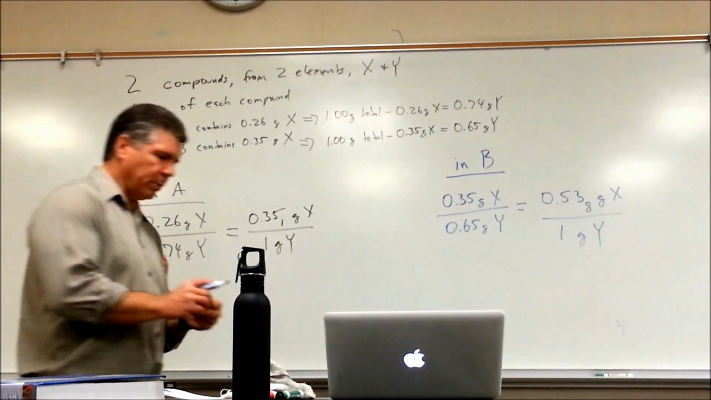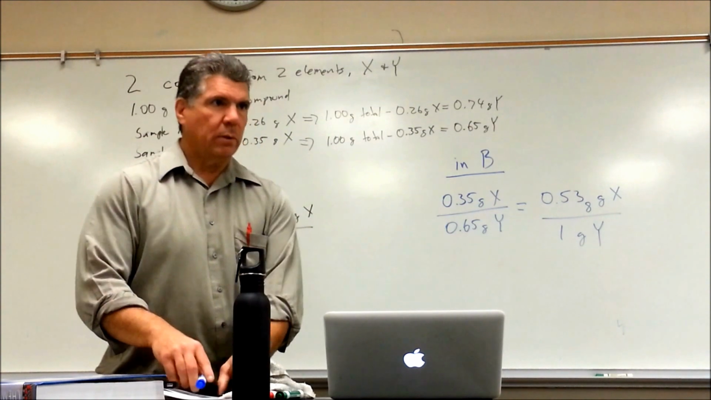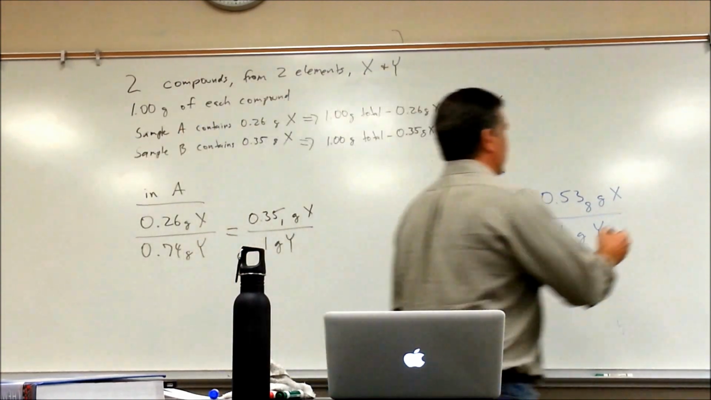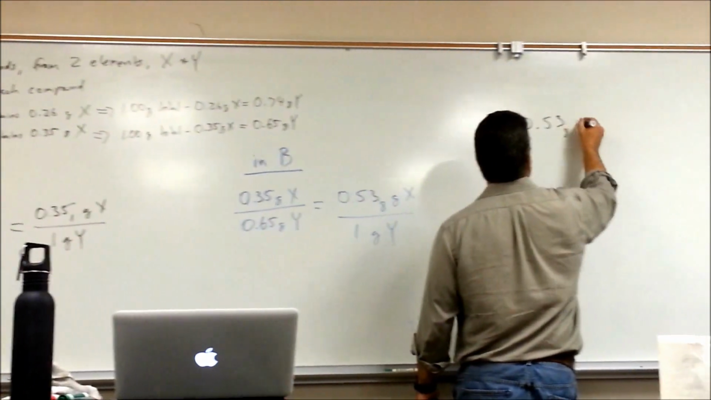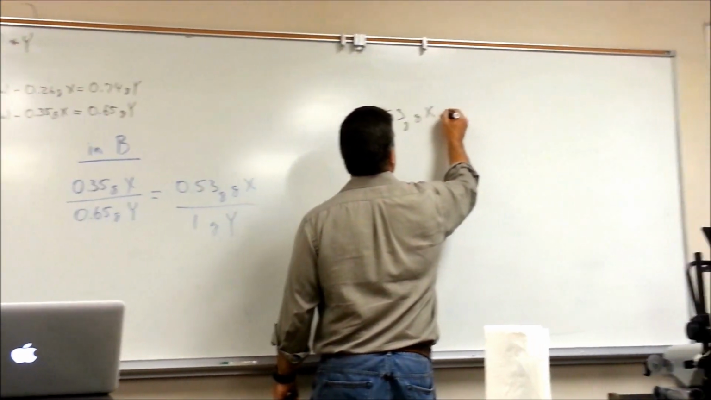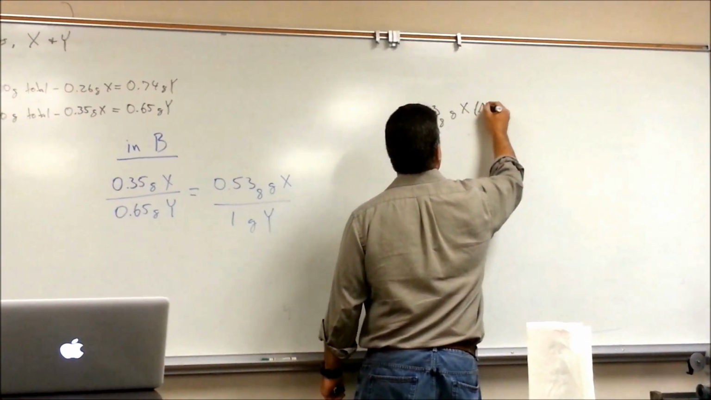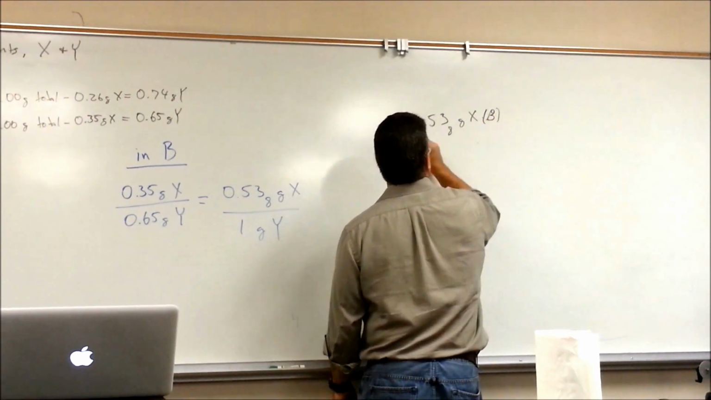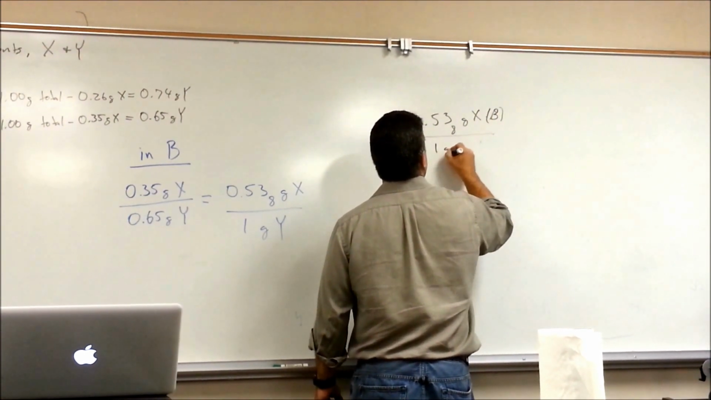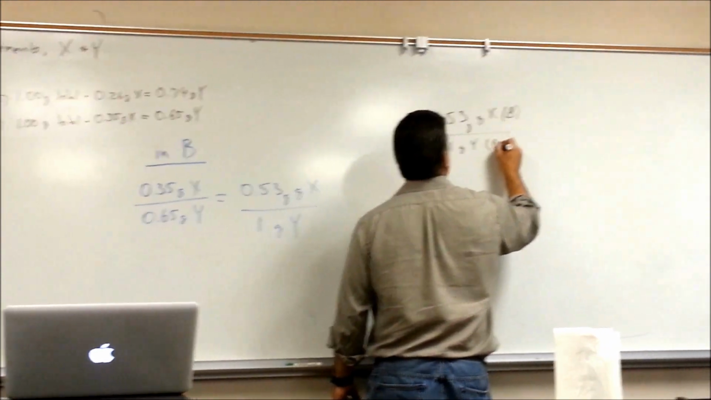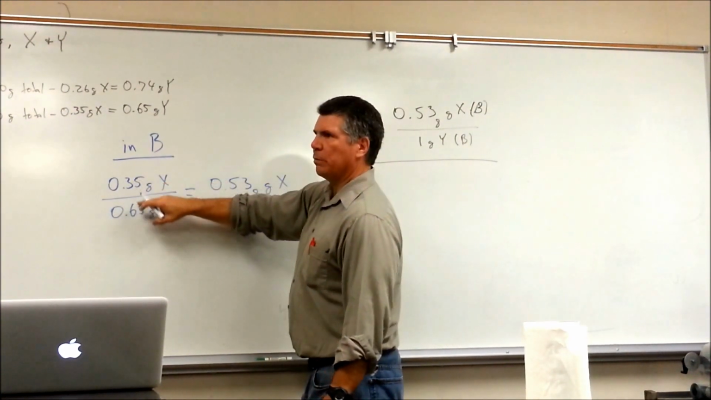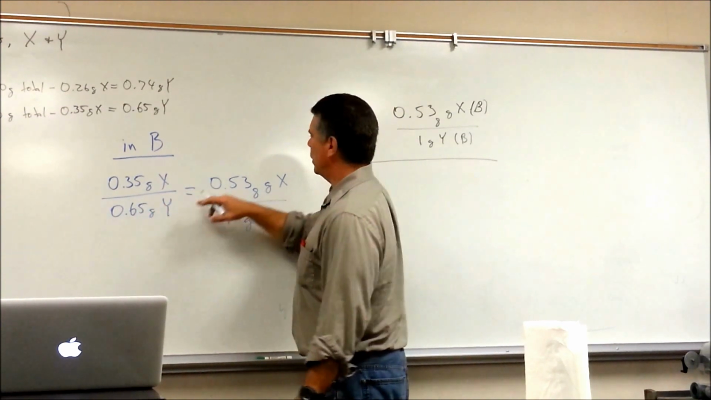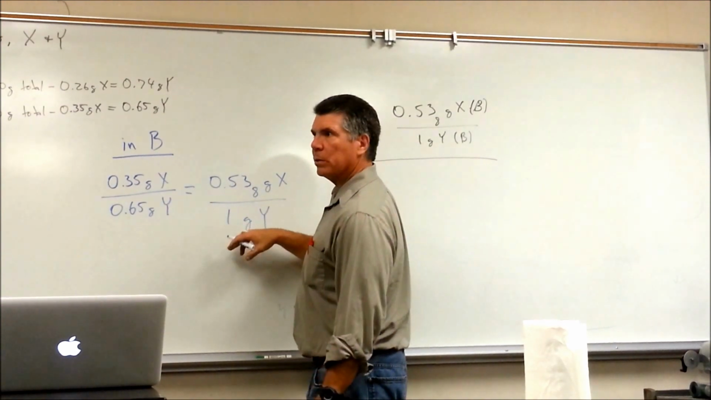Let me show you, see if you buy it. So, when you're talking about it as a ratio, you have 0.35 grams of X per 1 gram of Y, so you would almost get about 3X per Y. Let's see what we get. I'd say 0.35 divided by 0.65. That's 0.538 over 1.